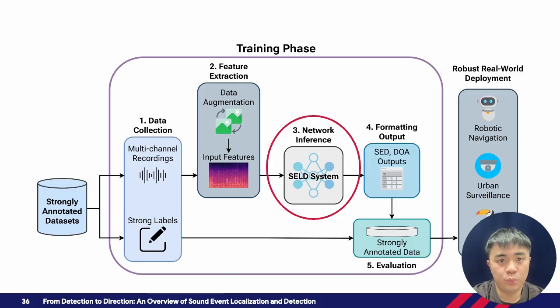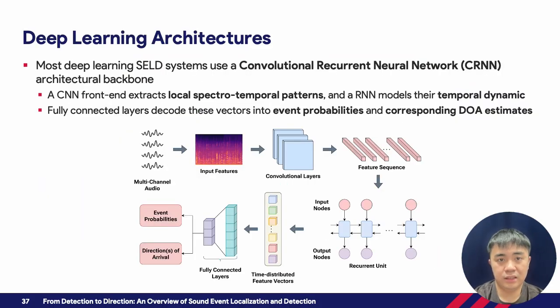Okay, so we have our data and we've engineered our features. Now we arrive at the heart of the pipeline, which is the deep learning model itself. This is the so-called brain of the system that performs the network inference. The foundational architecture for most modern SELD systems is the convolutional recurrent neural network, or CRNN. As the diagram shows here, it's an intuitive pipeline.